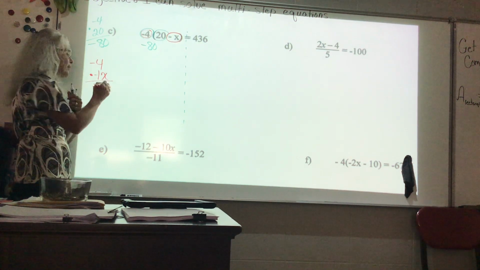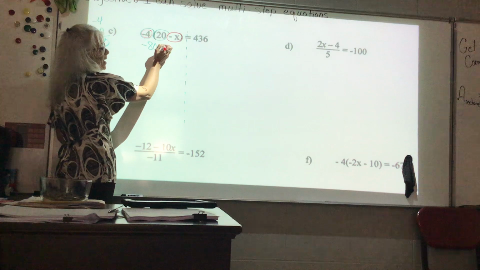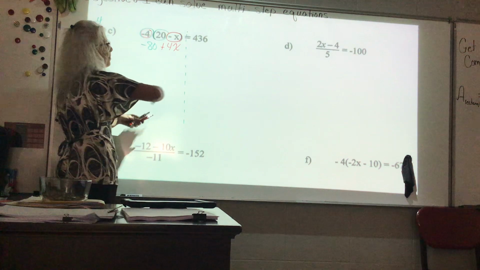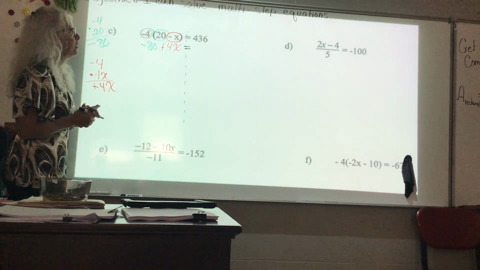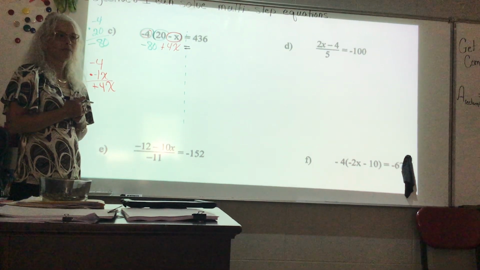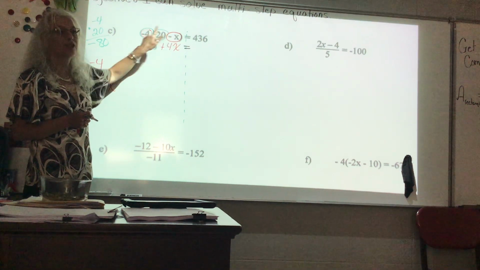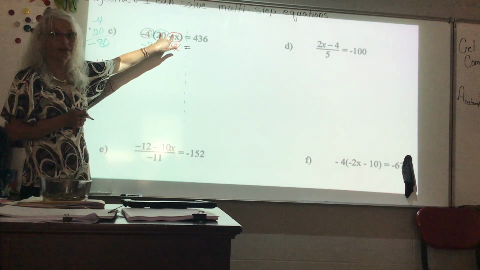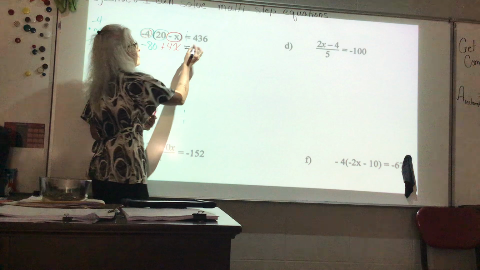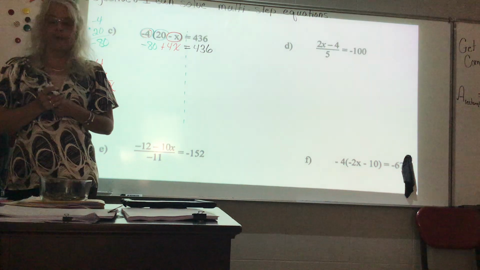Now this x. Since this is positive 4x, am I gonna put plus 4x or minus 4x? Plus 4x. Bring down my equal sign. Now, do I need to multiply the 436 by the -4? No, because didn't I just distribute between what's in the parentheses? This is not in the parentheses, so I don't need to multiply it. So I'm gonna just bring down the 436. And what type of equation do I have now?